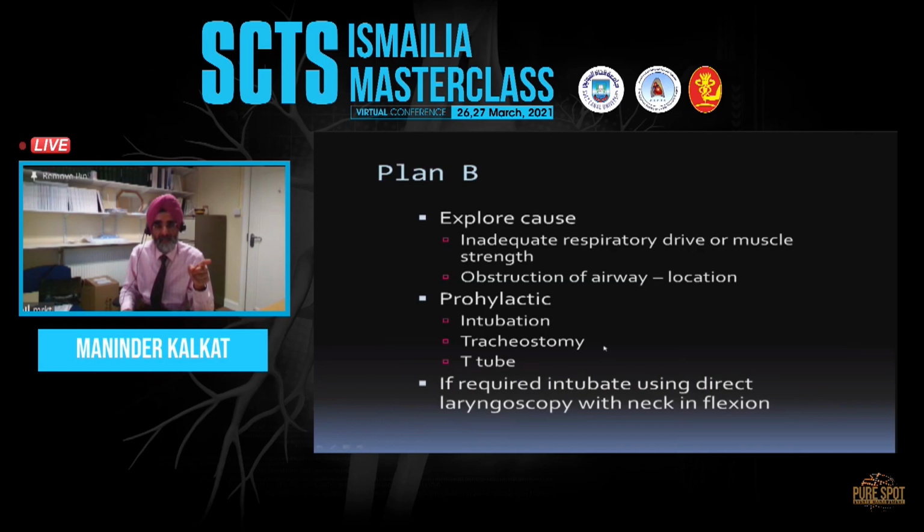And if the patient doesn't breathe, then what? Then just go one by one and explore the cause. Is there enough respiratory drive or muscle strength? Is there some blood or secretions distally which is causing a problem? And then if need be, you can prophylactically do either intubation or you can perform a tracheostomy. And if you are really doing a subglottic anastomosis just next to the vocal cords, there will be vocal cord edema. Just put a T-tube for a few days.